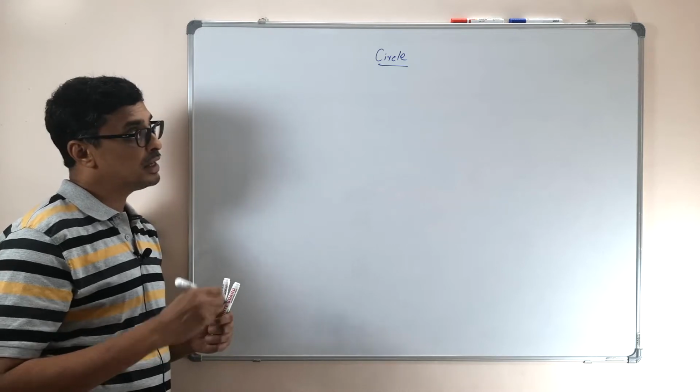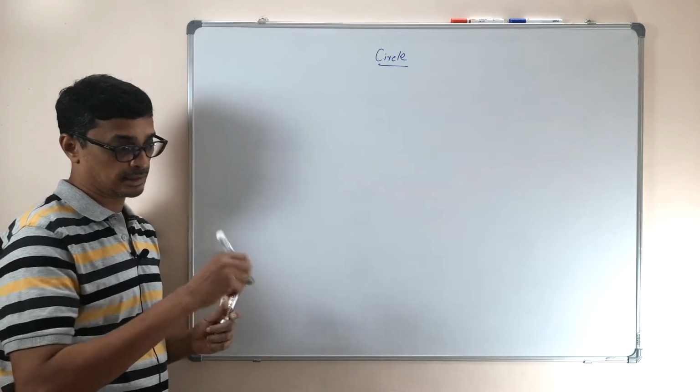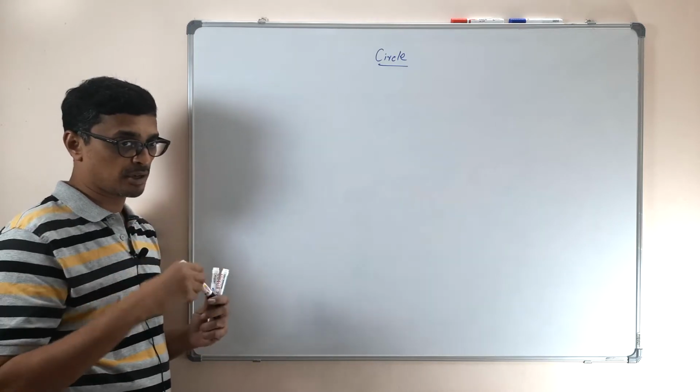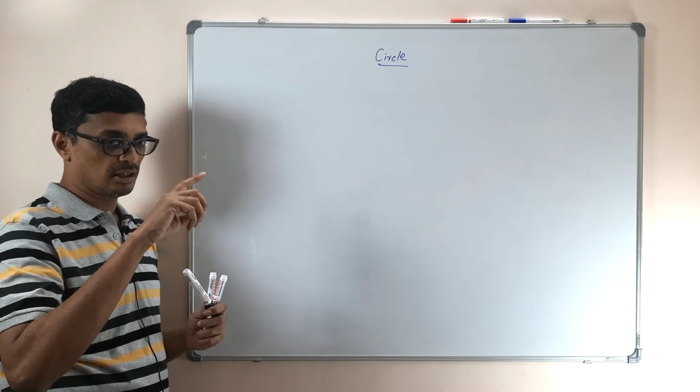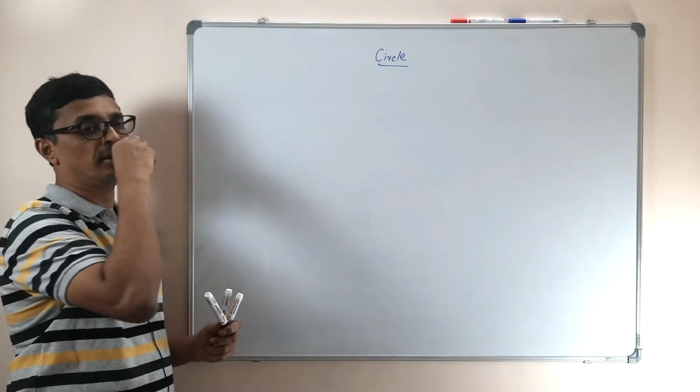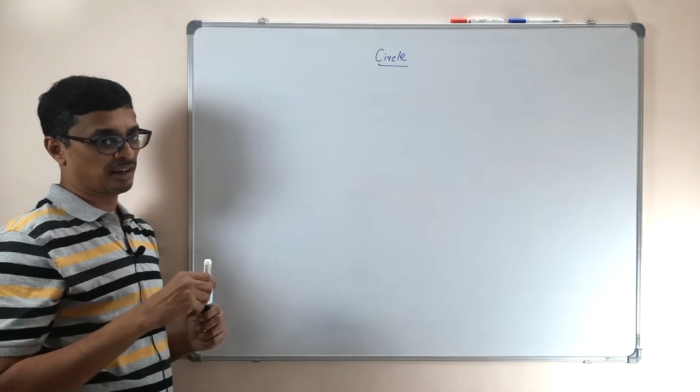Today we will see circle. That's the next chapter after the straight line. You remember the circle is also, in the last chapter beginning we saw locus. Locus is the set of points, the trajectory of a point which follows a certain geometric condition.